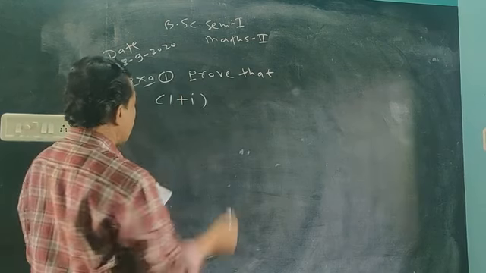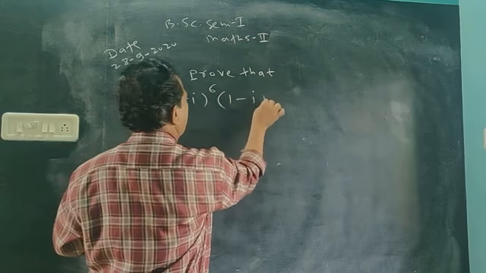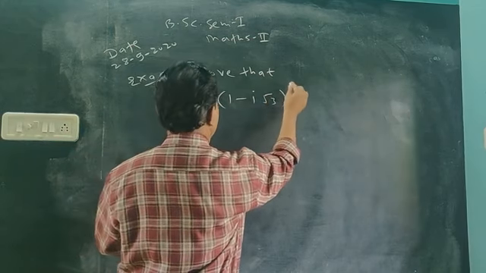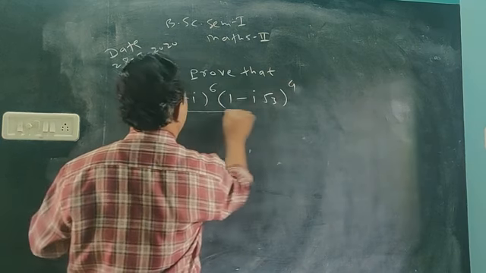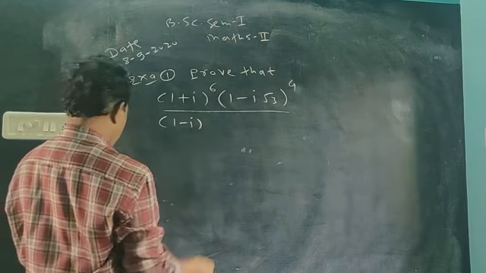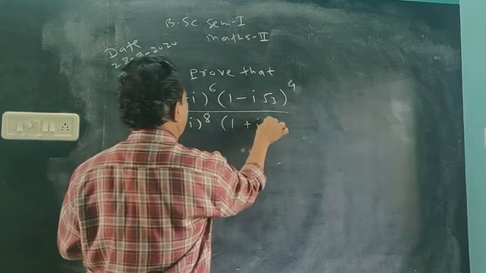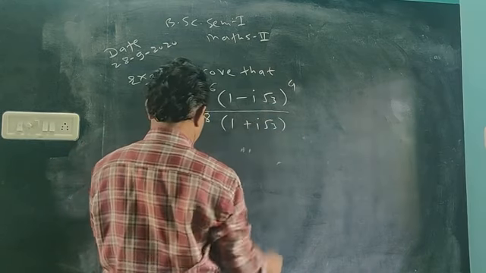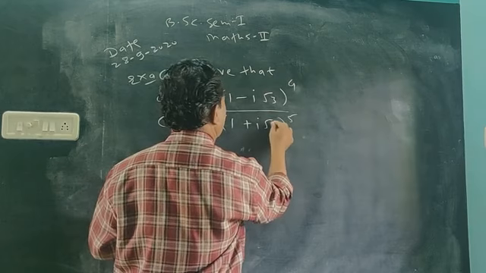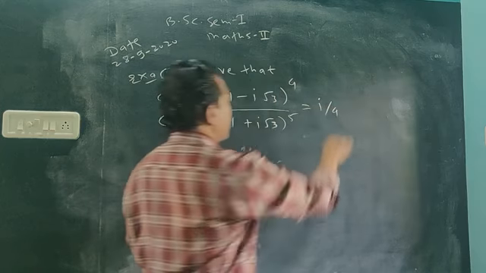(1 plus i) to the power 6 times (1 minus i root 3) to the power 4, upon (1 minus i) to the power 8 times (1 plus i root 3) to the power 5, equals to answer i upon 4.